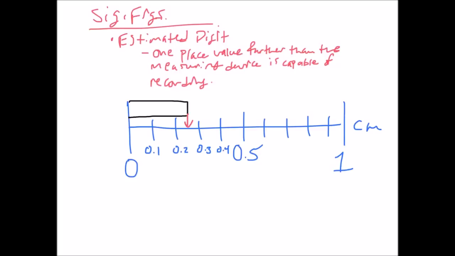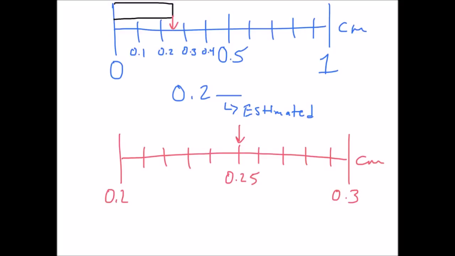So if we were going to write down its measurement, we would say that it is 0.2 something, and that something is our estimated digit. That's the thing that we have to come up with. We have to decide how far in between 0.2 and 0.3 is that block. Okay, so if I extend the area between 0.2 and 0.3, I zoom in on it, then we can see that our red arrow actually falls right here. So our estimated digit is going to be 5.